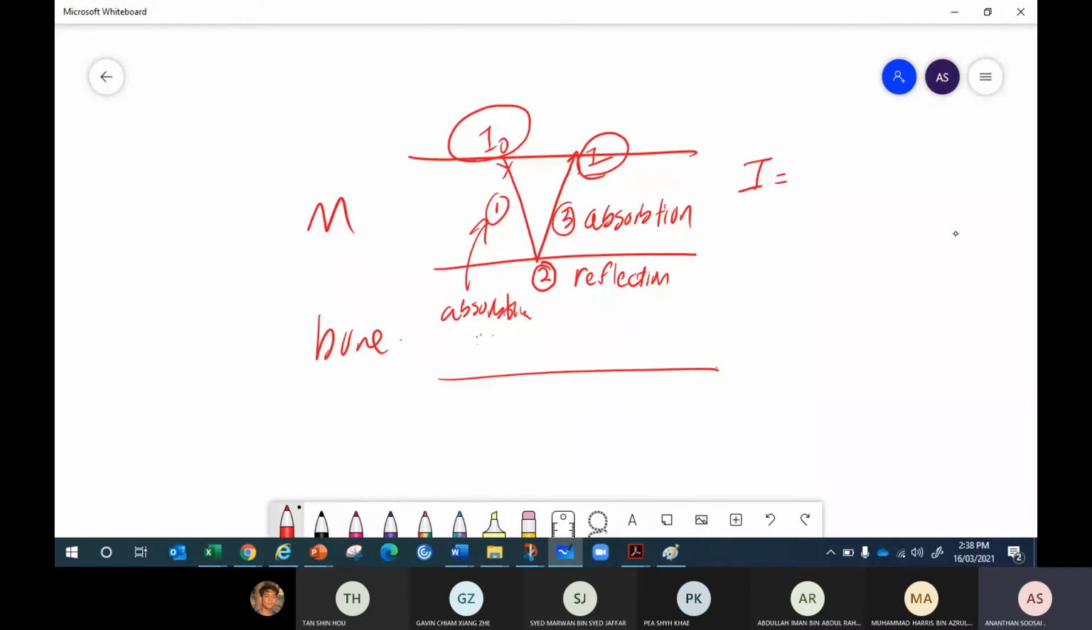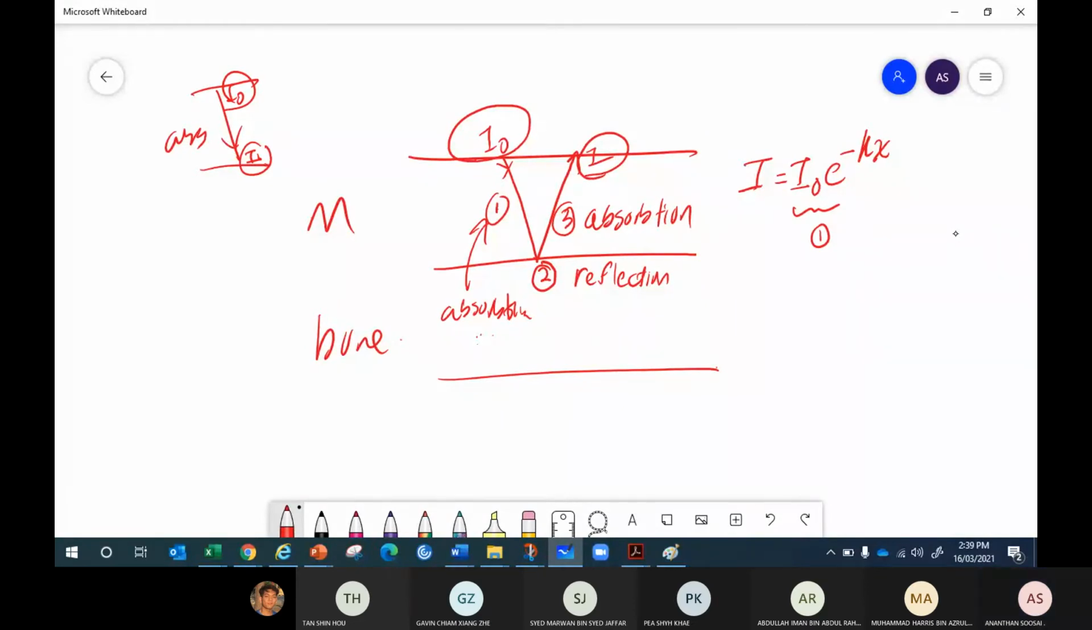So first absorption. First time absorption. What is the formula? I equals I naught e negative Kx. Okay, this is the formula for one absorption, just one way going down. So this is your I naught. The I here and this I naught are related by this formula: I equals I naught e negative Kx. This is the first absorption.